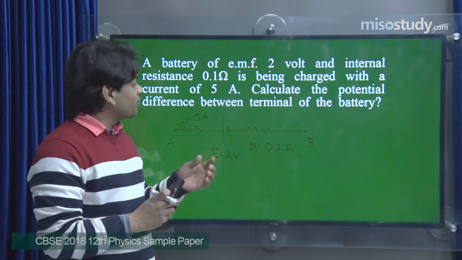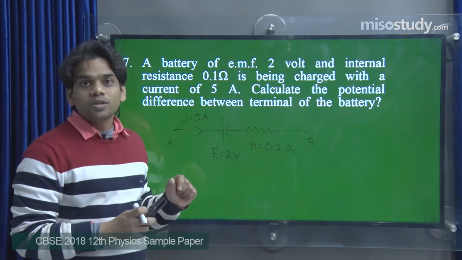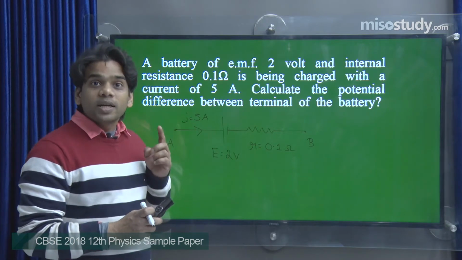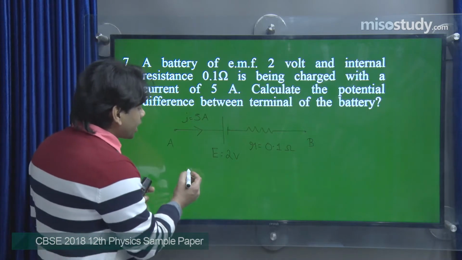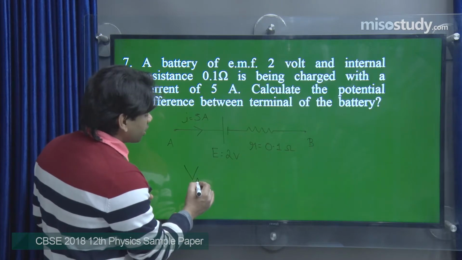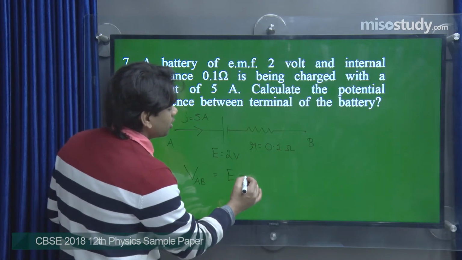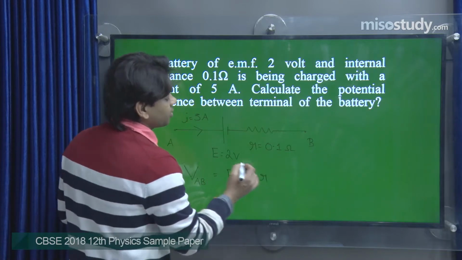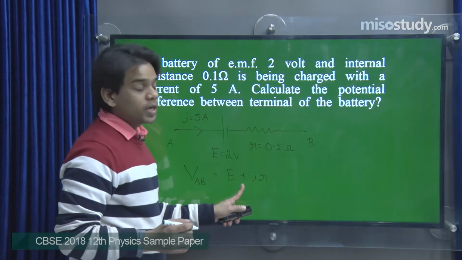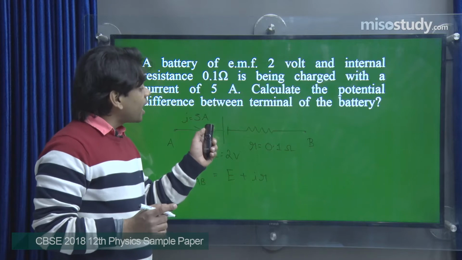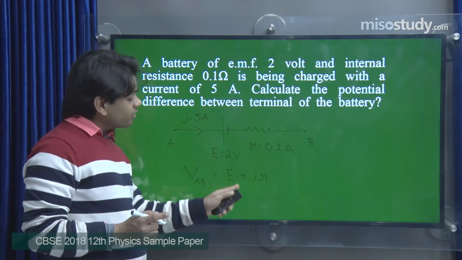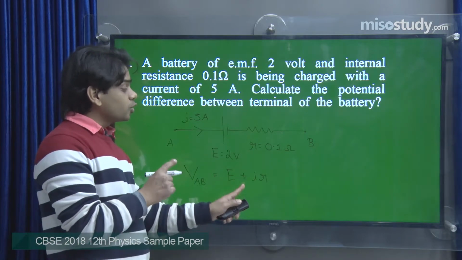That is done when this was acting as a current source. This was acting as an energy source. But here, during charging time, the potential difference across A and B is given as E plus IR. Remember, I'm not using minus IR. That is when it is actually working as a current source, then we use minus. Here, when it is charged, use the plus sign.